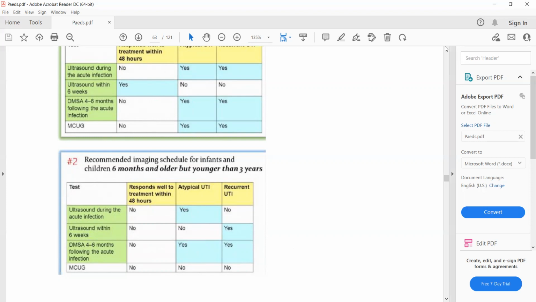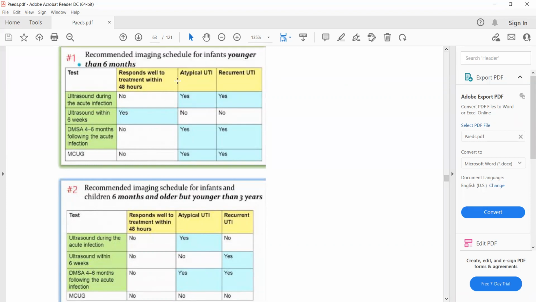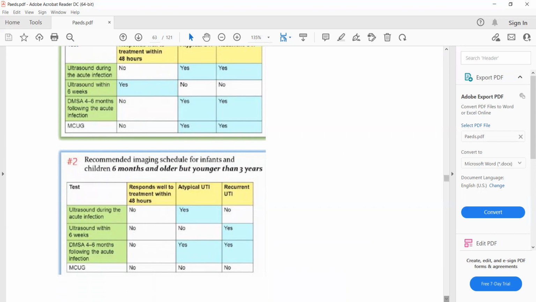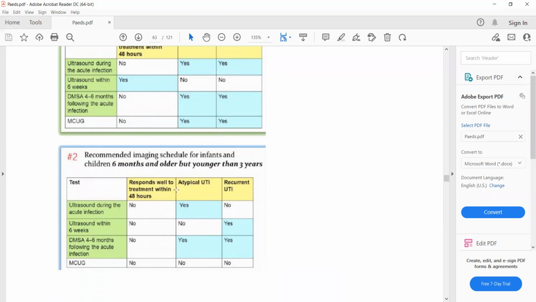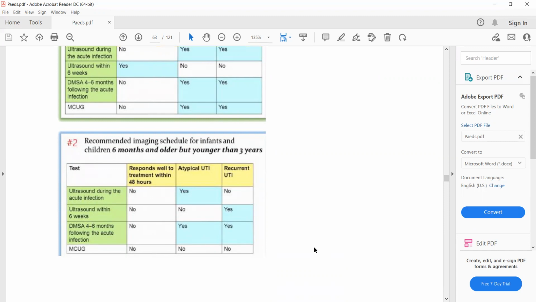So you can see the difference between children below 6 months and children above 6 months but younger than 3 years is that in children below 6 months, in both atypical UTI and recurrent UTI, immediate ultrasound will be done. While in children who are older than 6 months, in atypical UTI, immediate ultrasound will be done, and in recurrent UTI, ultrasound will be done within 6 weeks. And DMSA scan will be done at its time, that is 4 to 6 months after the acute infection.